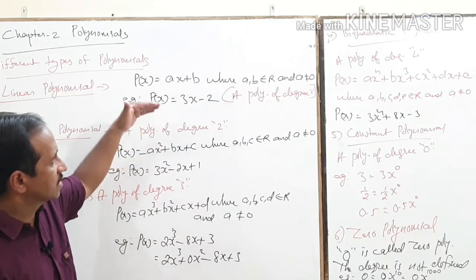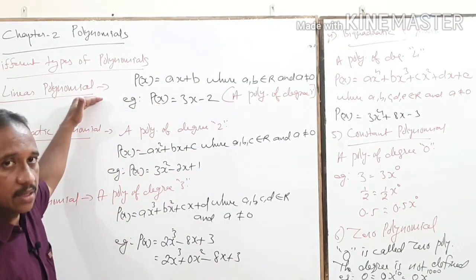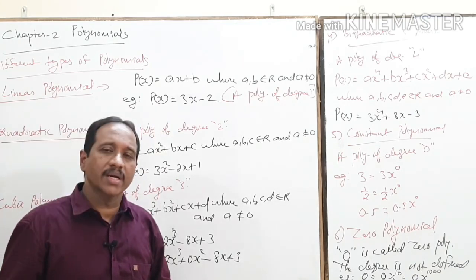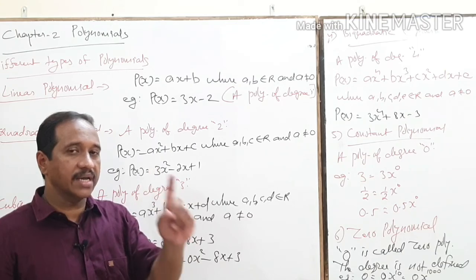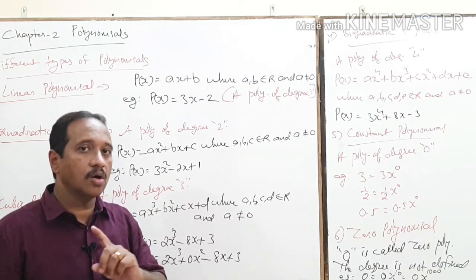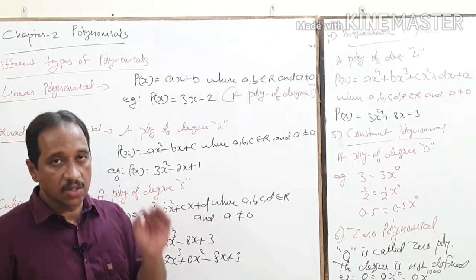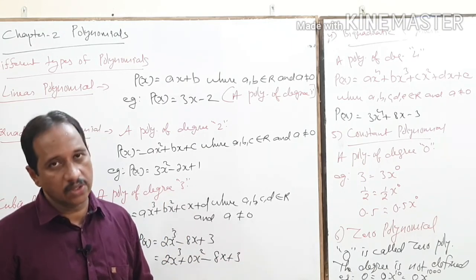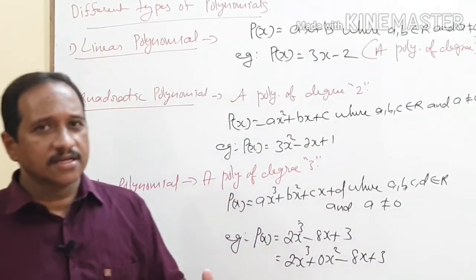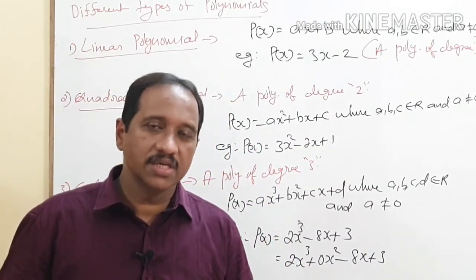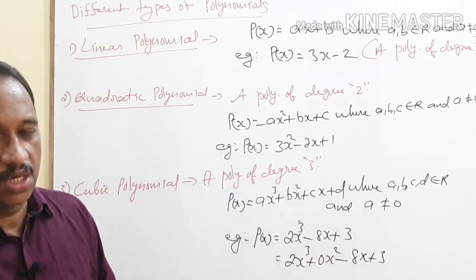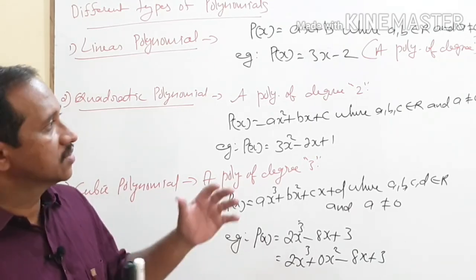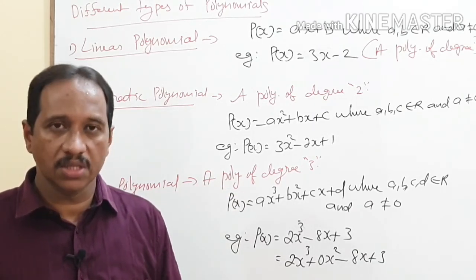So in every standard form of a linear polynomial, quadratic polynomial, cubic polynomial, biquadratic polynomial, you can see that the coefficient of the highest degree term cannot be equal to 0. So these are the different types of polynomials based on their degree. I hope all of you understood what is a polynomial and what is the degree of a polynomial and what are the different types of polynomials based on the degree.